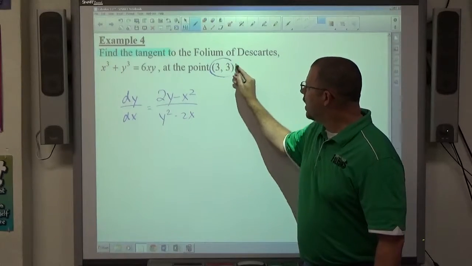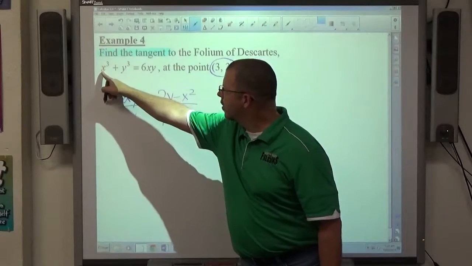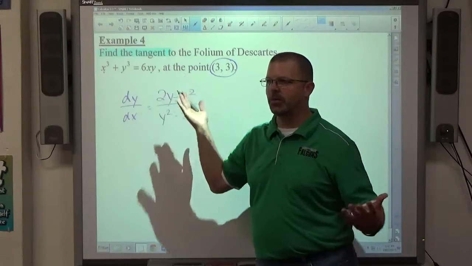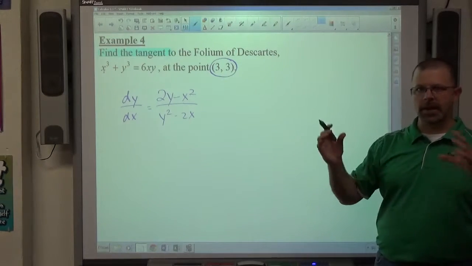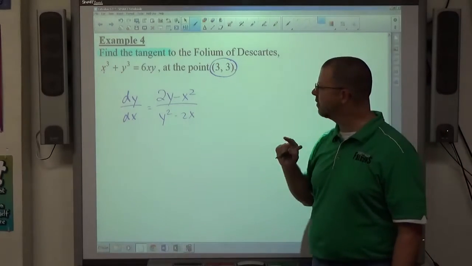This is x and y. 3 and 3, they're the same. If we tried 3 and 3, 3 cubed is 27, 3 cubed is 27, that makes 54. 9 times 6 makes 54. That's a point on the curve. Right? So again, any pairing of x and y that makes an equal statement on that equation represents a point on the curve.